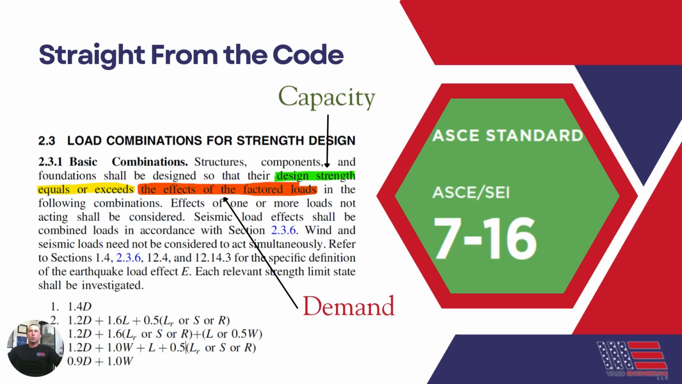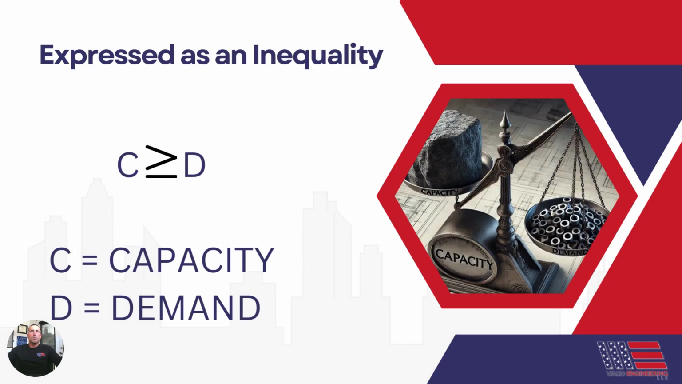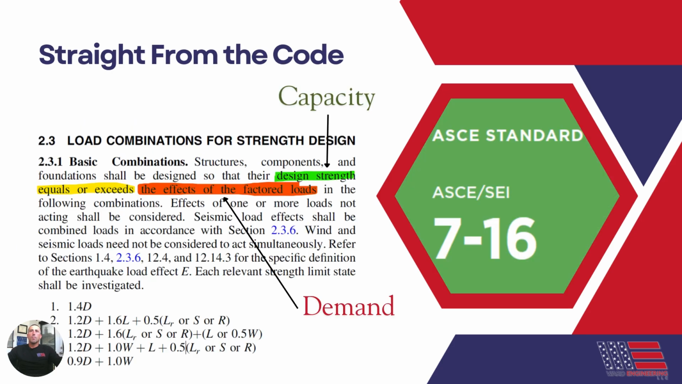It says, structures, components, and foundations shall be designed so that their design strength equals or exceeds the effects of the factored loads in the following combinations. So let's take that and unpack that a little bit. Starting here, "so that their design strength." When you see the words design strength, you should be thinking of the word capacity. And then where it says equals or exceeds, that would be right here: capacity equals or exceeds the effects of the factored loads.